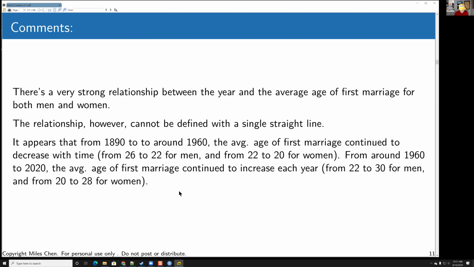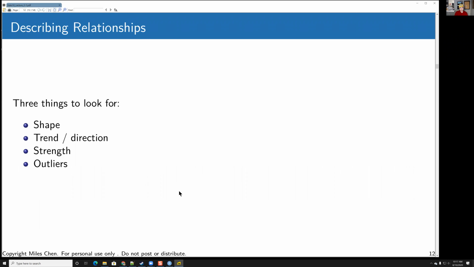All right, so we're looking at scatter plots where we just plot each of the data points as a dot in the graph here, but what we'll do is formalize how we should go about describing a relationship. Okay, and so when we describe a relationship, there are a few things that we want to point out and be sure to mention, and those are things like the shape, the trend and the direction, the strength, and if there are any outliers.